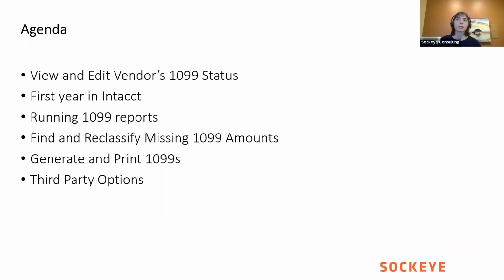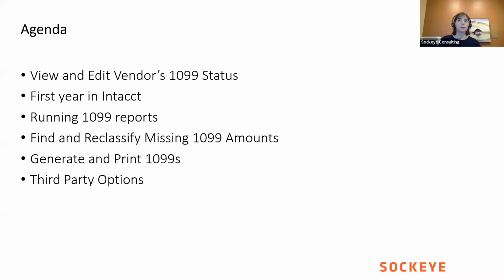As part of this presentation, we're going to first go through viewing and editing vendors' 1099 status within the system. And then we're going to talk about, if this is your first year in Intacct, how to do that and those extra steps to get those vendor opening balances in. And we're going to run some 1099 reports to review the information that's within the system.